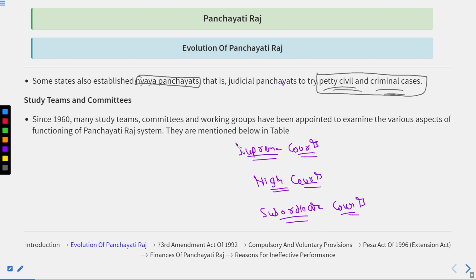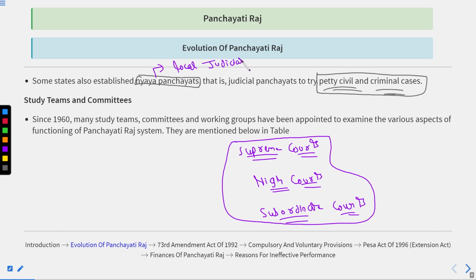Okay, but we know that these courts are already occupied by various cases. So if there is any local dispute which is of civil and criminal nature, what to do with them? So that's why the local judiciary was established, which is known as the Nyaya Panchayat, which has the petty civil and criminal cases hearing and, you can say, jurisdiction giving powers.